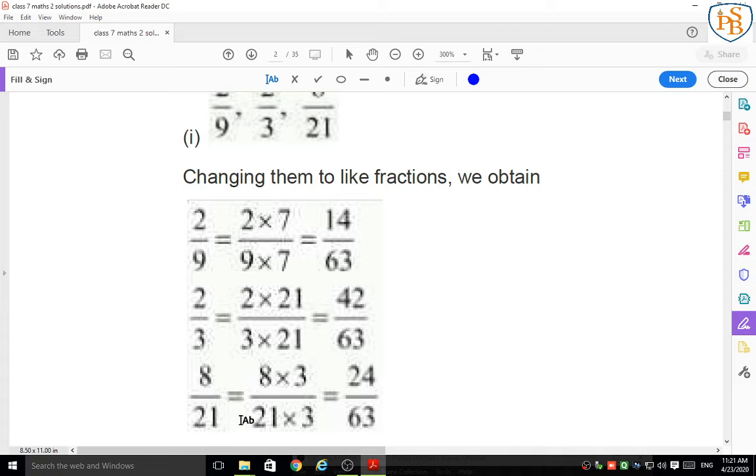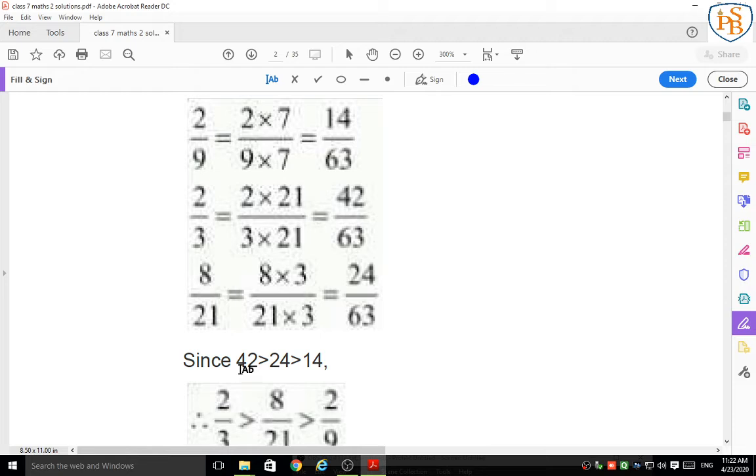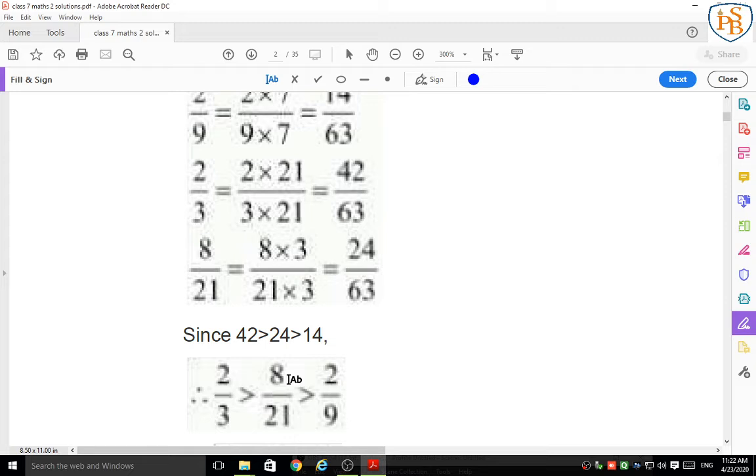8 upon 21, 21 3s are 63. So we multiply this fraction by 3. So 8 3s are 24, 21 3s are 63. Now all three fractions have the same denominator, so we can easily compare 14, 42 and 24. To write the descending order, we always write the bigger number first. 42 is bigger than 24 and 24 is bigger than 14. So my answer is 2 upon 3 is bigger than 8 upon 21 and 8 upon 21 is bigger than 2 upon 9.